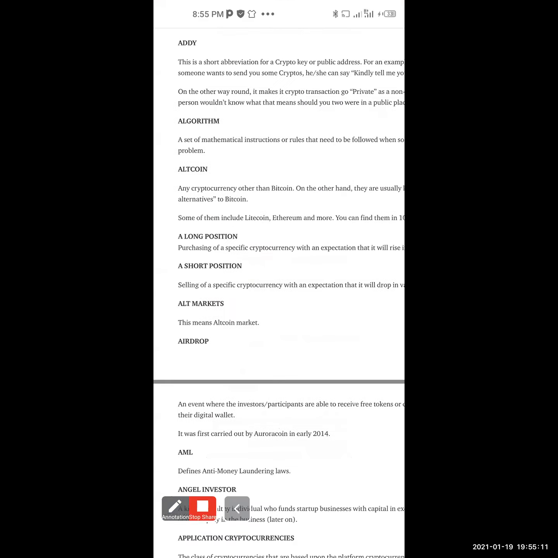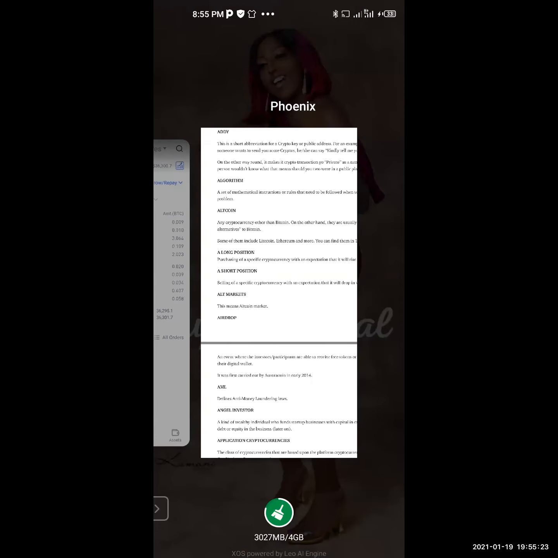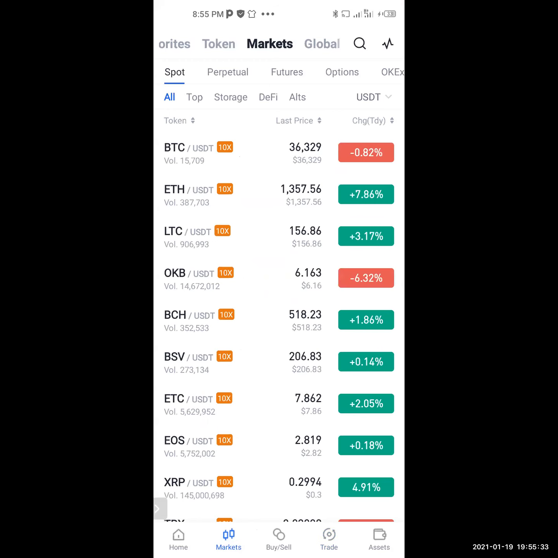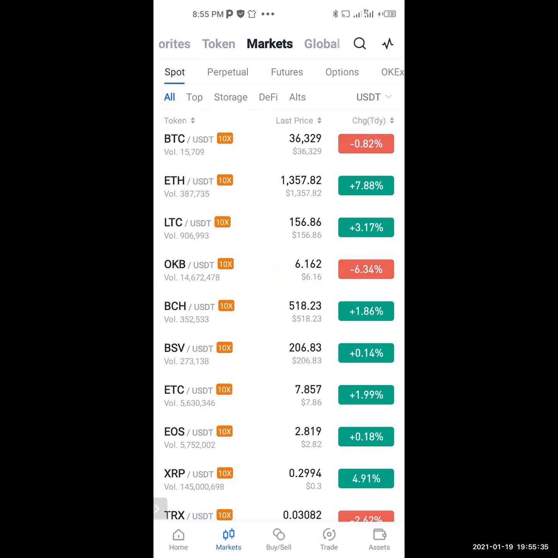So we have alt markets. Alt markets are where you buy and sell altcoins, which are available on every exchange. It's basically the same market, just like on this OKEx now. You go to the market and you see the markets. So apart from Bitcoin that is here, every other coin is an altcoin.